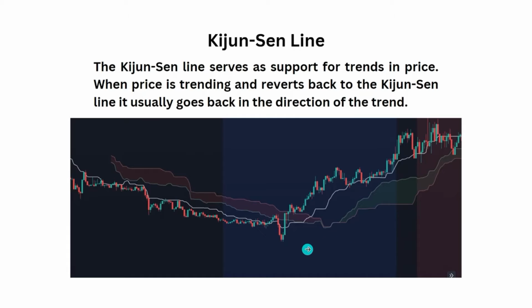trend. If we look on this uptrend, we see when price hits this white line, which is the Kijun-Sen line, it continues in the upwards direction. Every time it touches the Kijun-Sen line, it continues upward. The same goes for the downward trend. We see the Kijun-Sen line stays behind price, and every time it touches it, price moves to the downside.